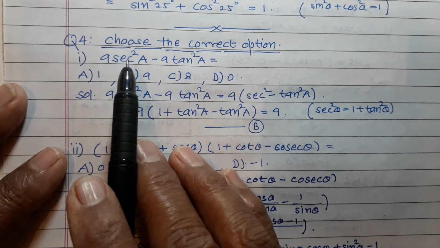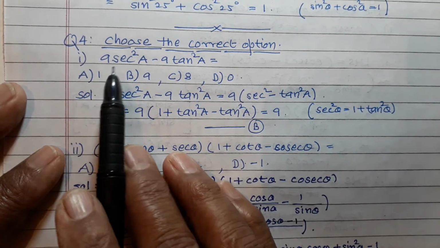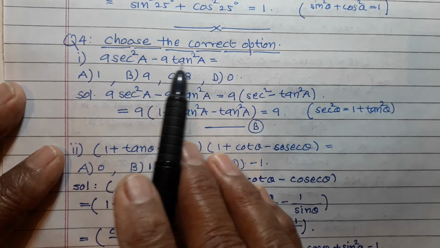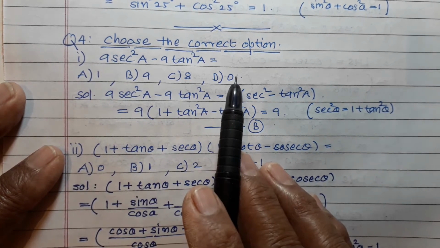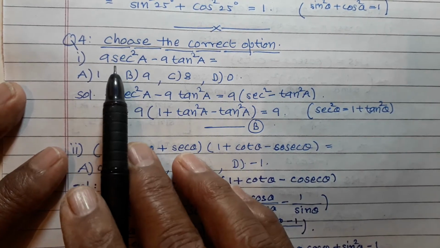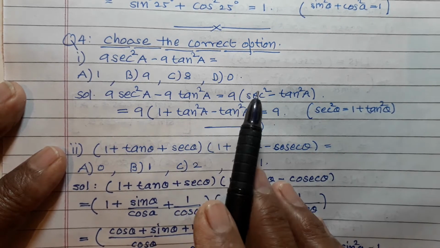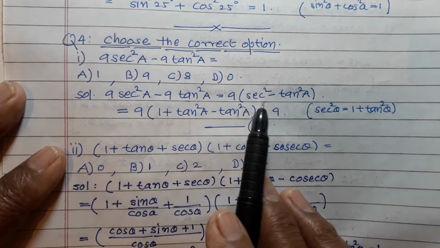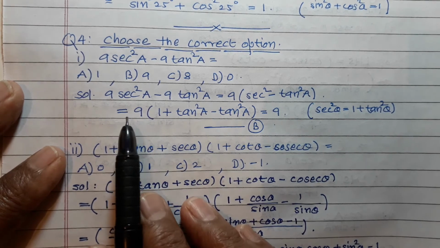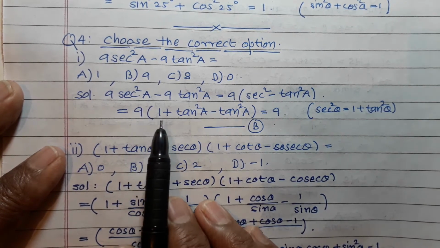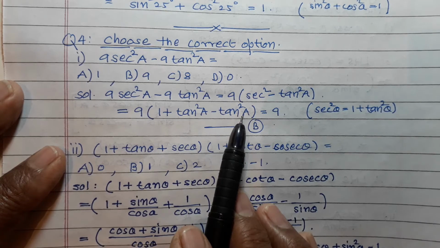Question number 4. Choose the correct option. Question number 1. 9 sec square A minus 9 tan square A is equal to, and here some options are given. Solution. 9 sec square A minus 9 tan square A. Here you take 9 common: 9 into bracket sec square A minus tan square A, is equal to 9 into bracket, for sec square A write down 1 plus tan square A minus tan square A.